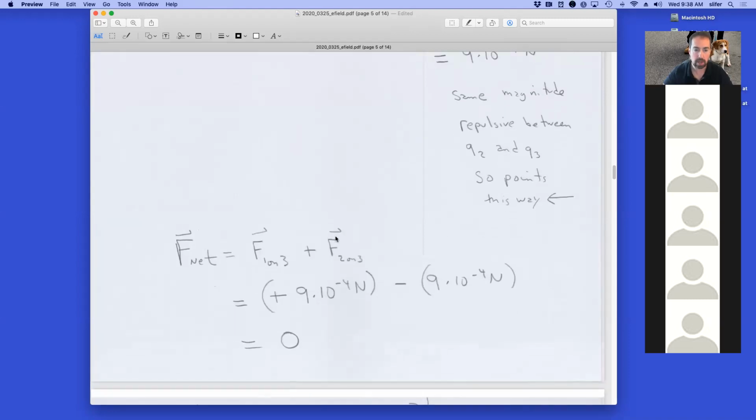I go back to this abstract equation that I started with, and I just put in my numbers. The vector nature of this, the arrows, are the plus and the minus, taking account of that. And I have 9 times 10 to the minus 4 newtons to the right, which is a positive, minus 9 times 10 to the negative 4 newtons to the left, that's my negative, and that's equal to 0.